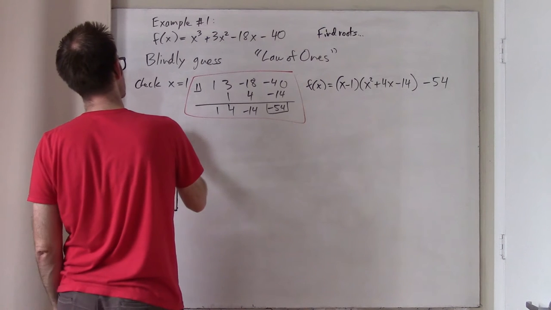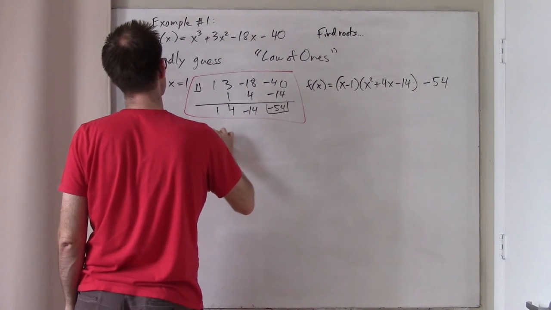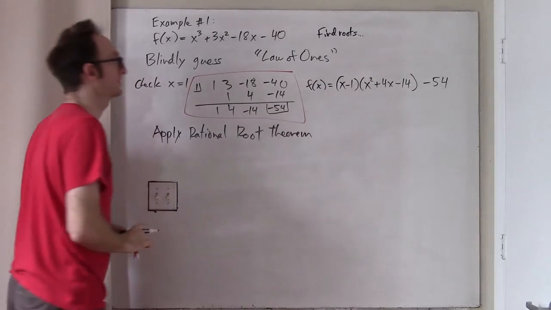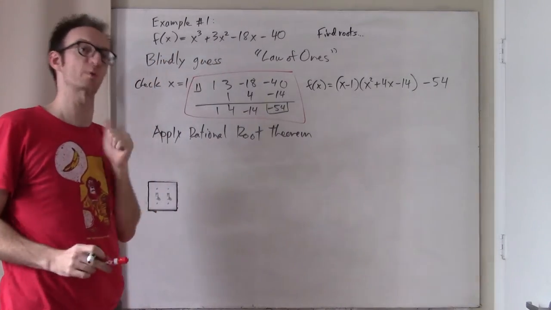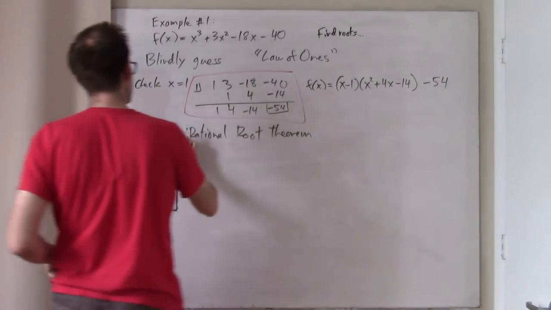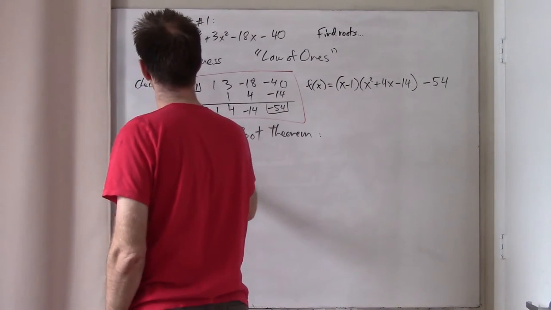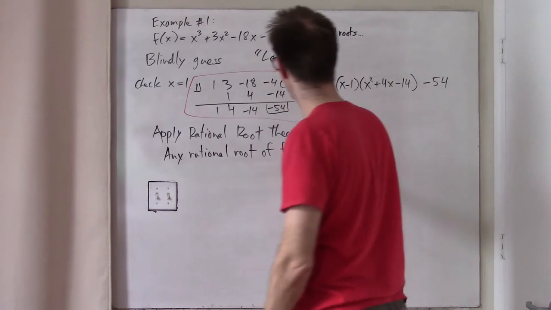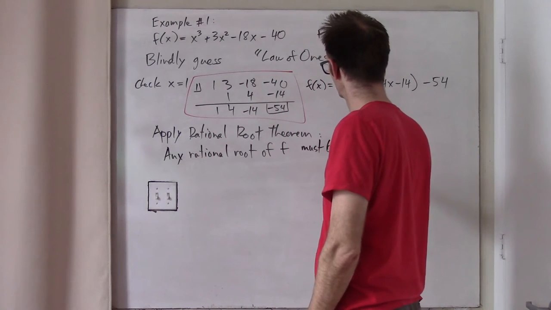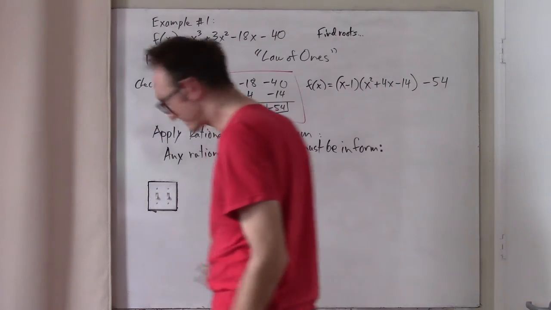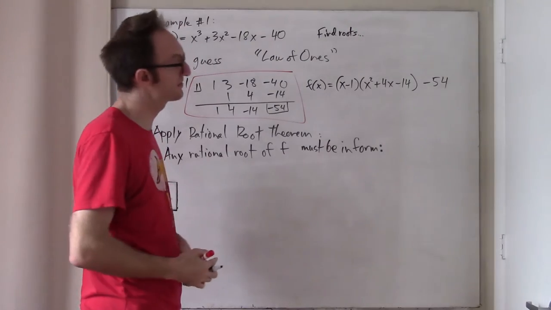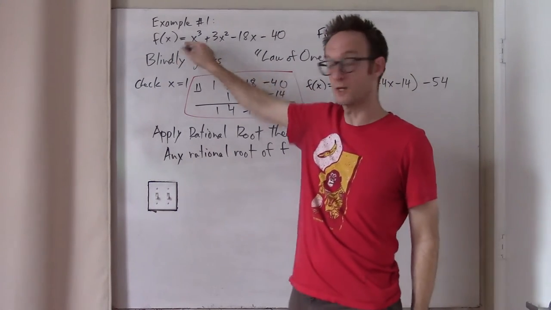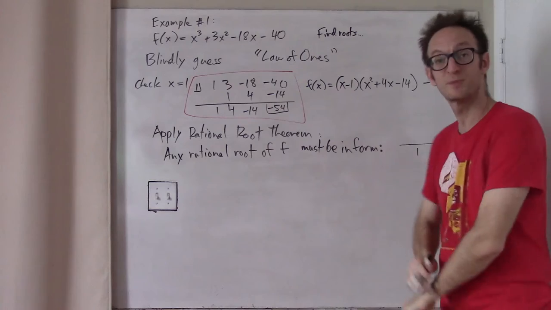Okay, so I could keep just blindly guessing more numbers. But instead of just blindly guessing, let me apply the rational root theorem. And what does the rational root theorem say? It says that if you have a polynomial with integer coefficients, well, we do have a polynomial with integer coefficients, then any rational root of f must be in the following form. It says that the denominator must be a factor of the leading coefficient. Well, the leading coefficient is just 1, so that means that the denominator has to be 1.